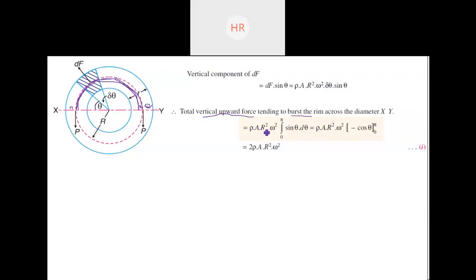This rho, A, R square, omega square, these are all constants. So sin theta d theta. The integration of sin theta is negative cos theta from 0 to pi. So substitute the values of 0 and pi. Finally we will get the total vertical upward force equal to 2 times rho A R square omega square. This is the total vertical force acting on the flywheel.